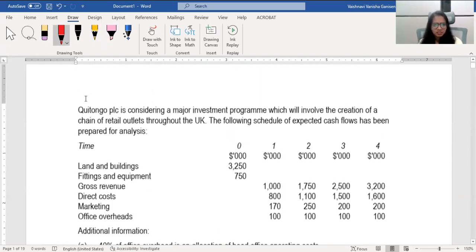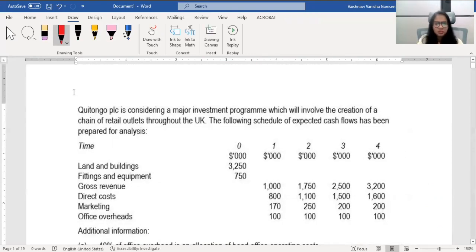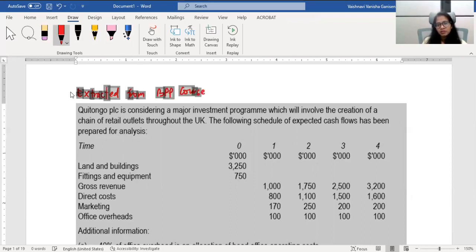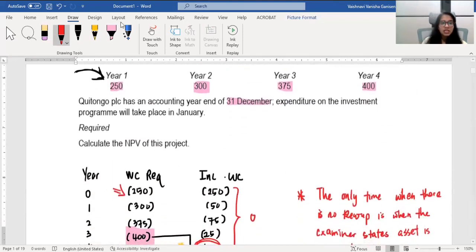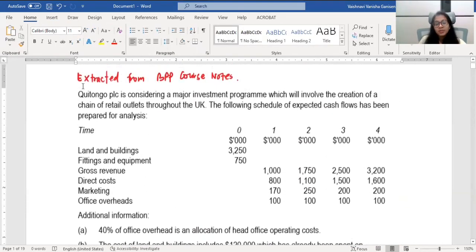Okay, this question has been extracted from the BPP course notes. Just write it down here, extracted from BPP course notes. All right, so guys, now look at the examiner's requirement. He asks you to calculate the NPV of the project. So to calculate the NPV of the project, what information has he given you?